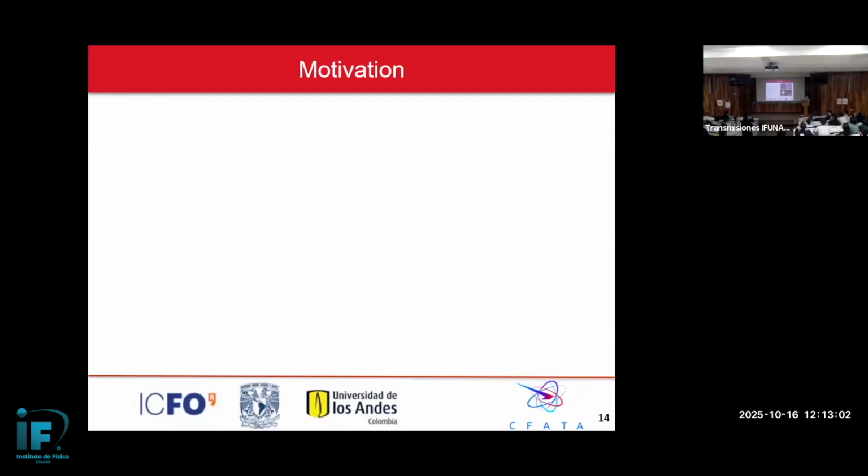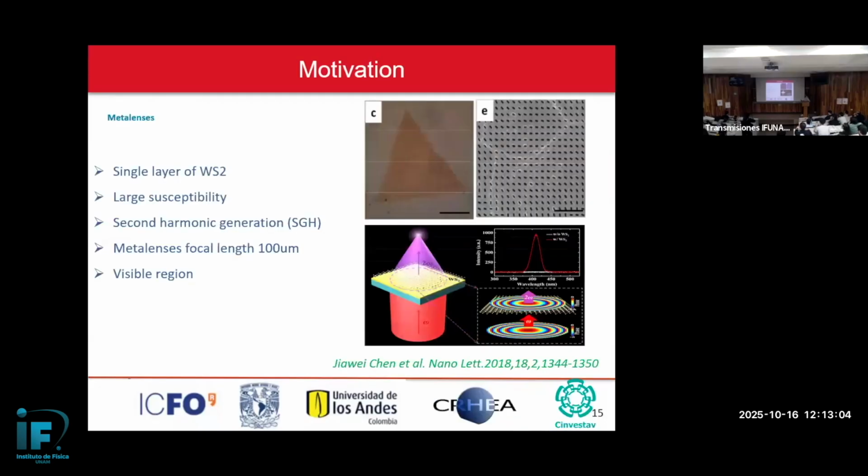So we took a look at what has been done, and it turns out that Wei Chen demonstrated that it is possible to focalize the second harmonic generation of a single layer of tungsten disulfide, taking advantage of the large tunability of this material. They were able to focalize this light at 400 nanometers up to a 100 micron focus.